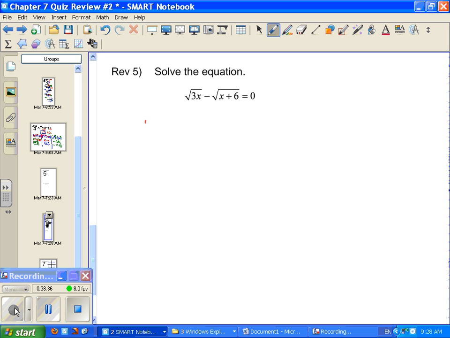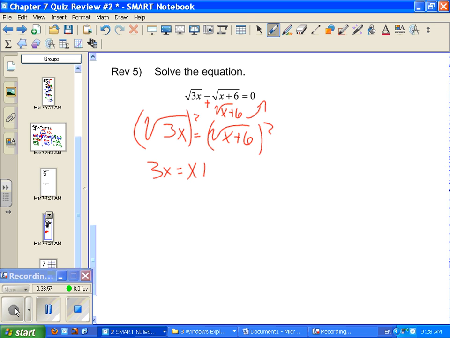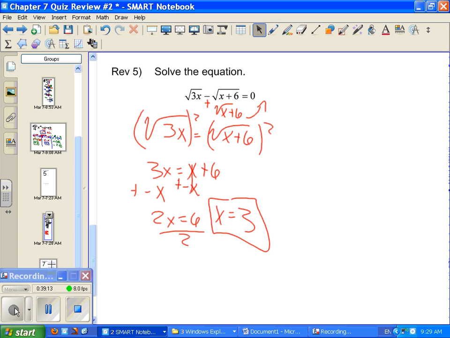All right. Professor, I'm gonna rewrite this 3x, and I'm gonna get this on this side, so I'm gonna add x plus 6 to this side. Okay, and then I could either, I guess, square it either way. So I'm gonna do that. So now I'm left with 3x equals x plus 6, and I'm gonna subtract x. I'm left with 2x equals 6, divide by 2, x equals 3. Bingo.